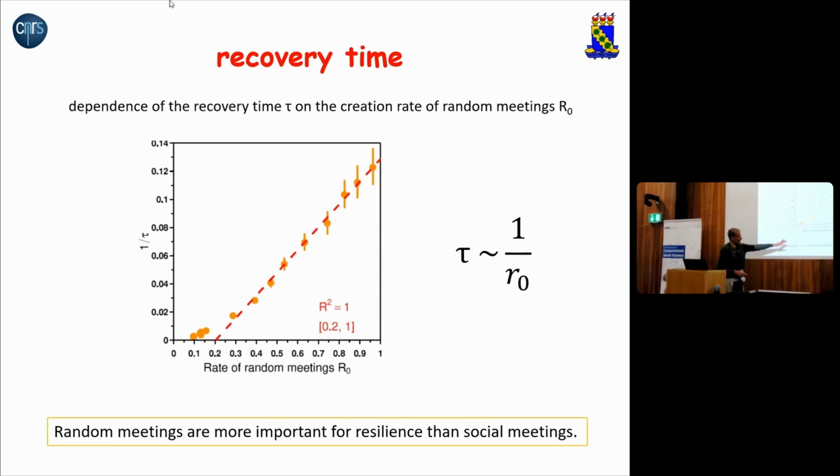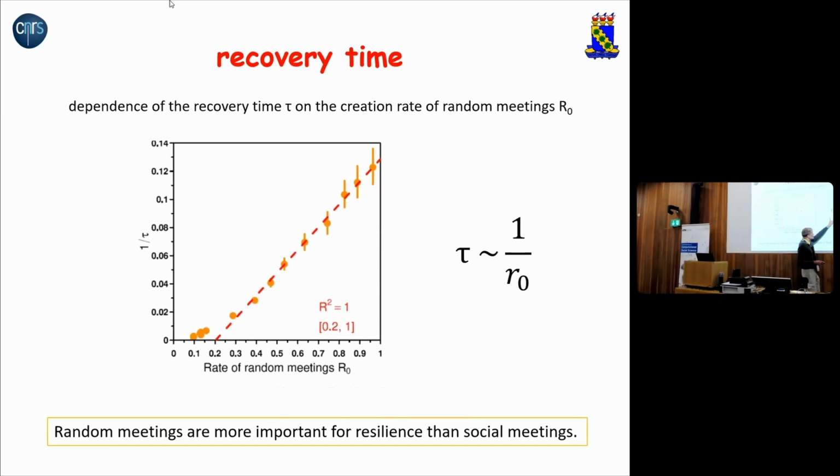And in fact, the relation is given by an inverse relation. It means that the resilience of the society is proportional to the rate of random contacts. So the more random contacts you make, the faster you recover. And this seems to be by far the most important effect. So the social contacts seem to be very, let's say, secondary in comparison to the random contacts. This is the most important result from this first work.